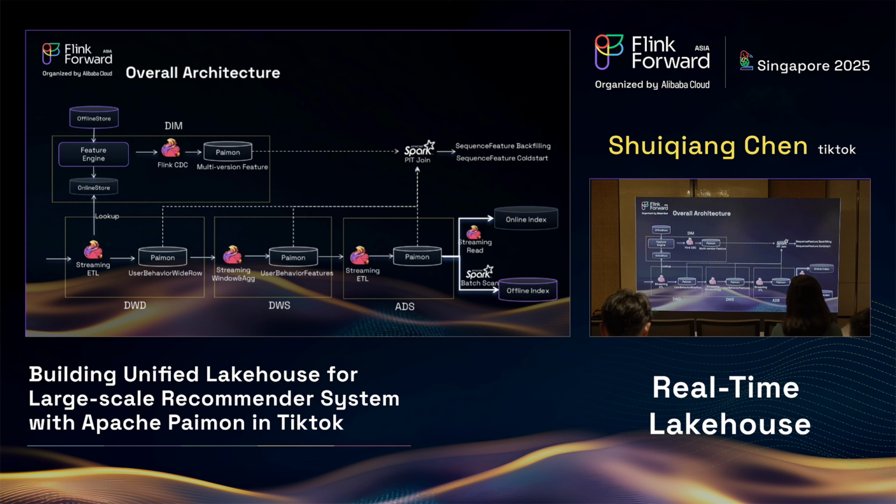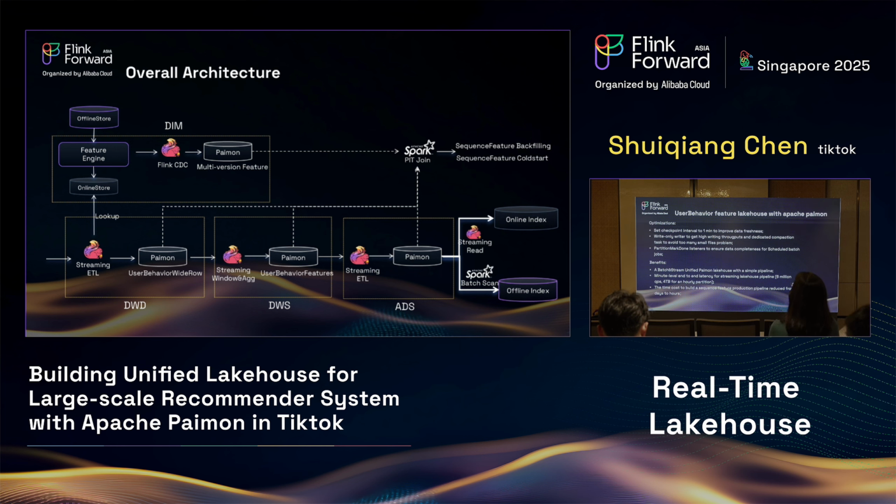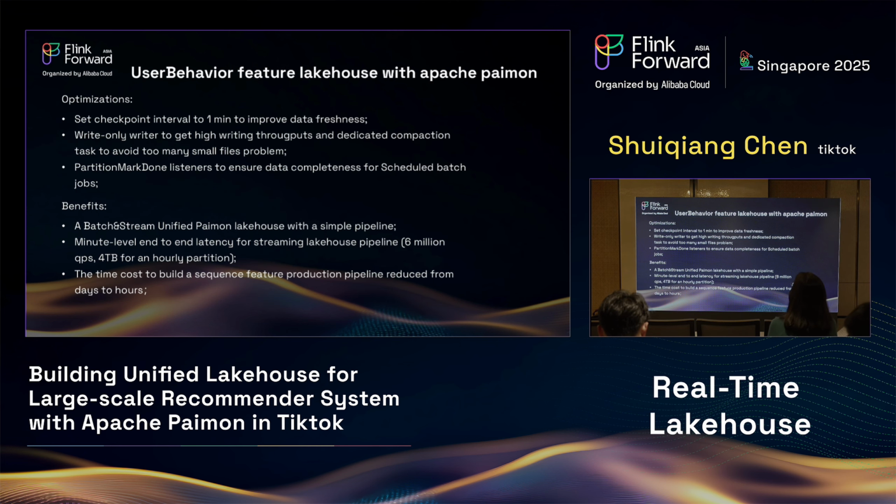We can see the pipeline is simplified with only a few components: Flink and Spark as the compute engines, and Paimon as the unified storage. And there are some optimizations for the Lakehouse pipeline.